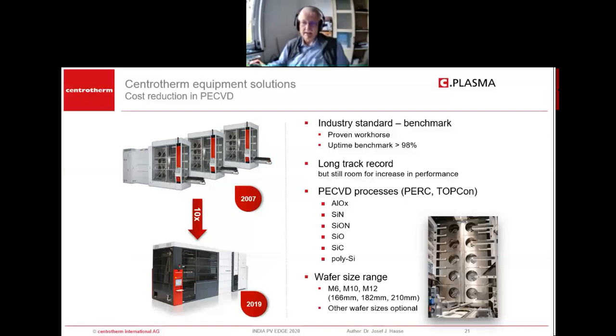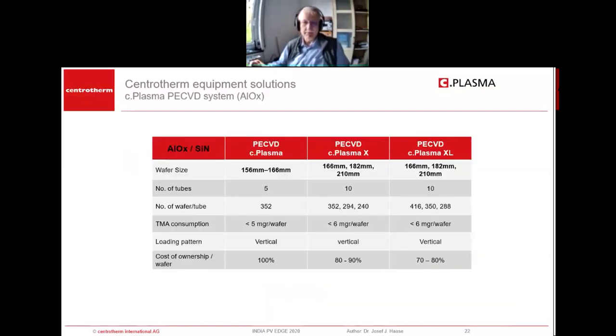Experience over this long period of installation, manufacturing, and production. It's a proven workhorse and still a benchmark for competitors' new equipment. The PECVD system can be used for PERC, TOPCon, as it can deposit all the major layers that are needed in this technology, from aluminum oxide to nitride down to polysilicon. Wafer size range is M6, M10, and M12 as standard. Other sizes are available optionally as they are in this range.